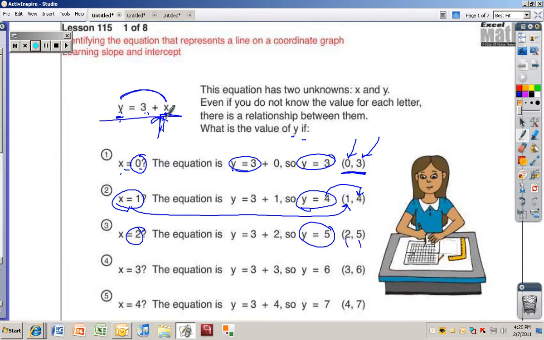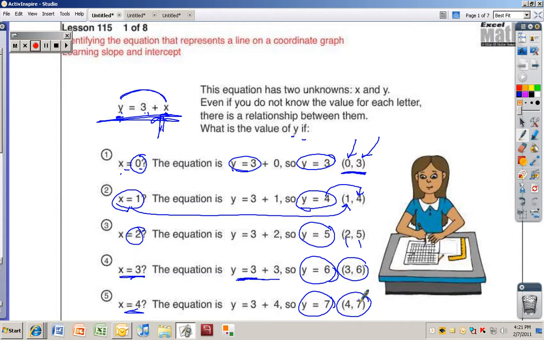This is actually a line. This equation ends up being a line on a graph. If x is 3, then y is what? 6. I shouldn't have been underlining that. So 3, 6 would be our next point. If x is 4, then y is? 7. Because 3 plus 4 is 7. 4, 7 would be our points.